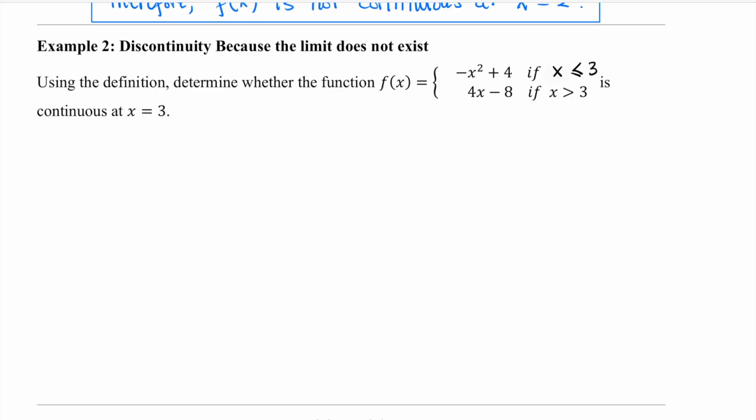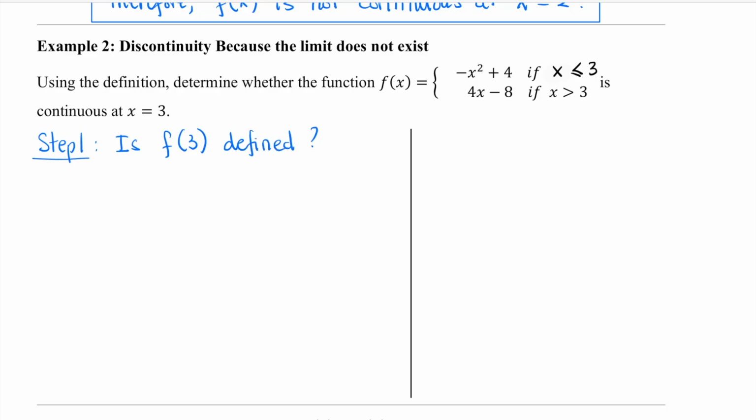Now, let's look at another example. We want to determine whether the function f of x is continuous at x equals 3. To check for continuity at x equals 3, first we need to check f of 3. We will replace x with 3 to evaluate f of 3.